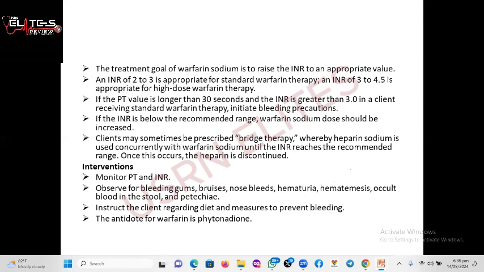And so an example of a patient who will be on a high dose of warfarin is someone with atrial fibrillation.